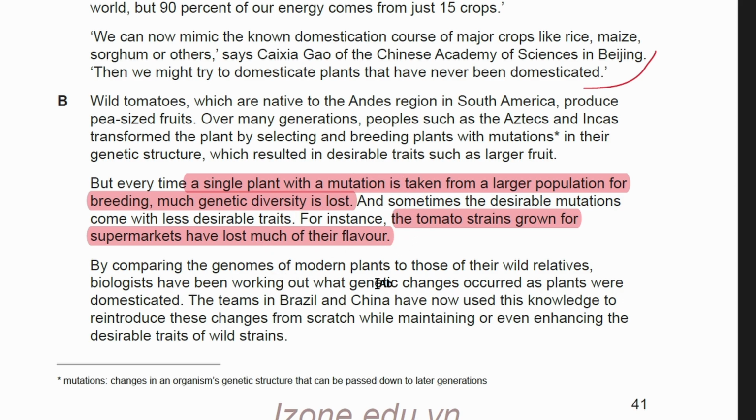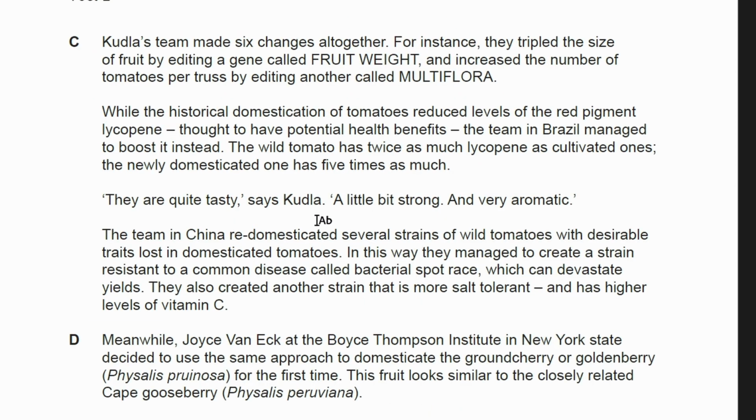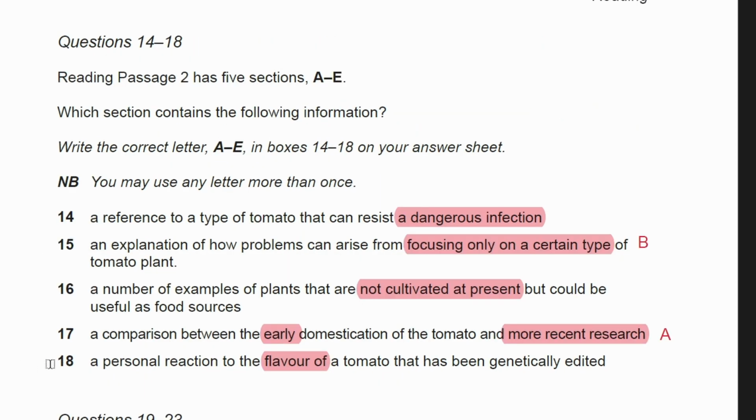Our answer to question number 18 is in section C, third paragraph. "They are quite tasty, a little bit too strong and very aromatic." This specific paragraph in section C shows a personal reaction by one of the researchers regarding the taste or the flavor of a genetically modified tomato. That would be question number 18. So the answer to question number 18 is C.